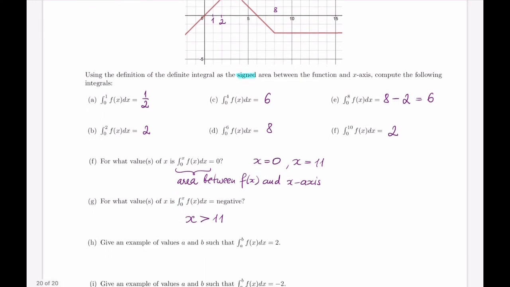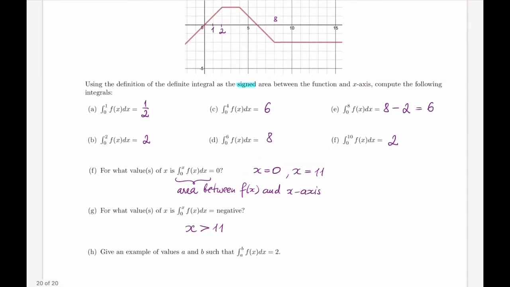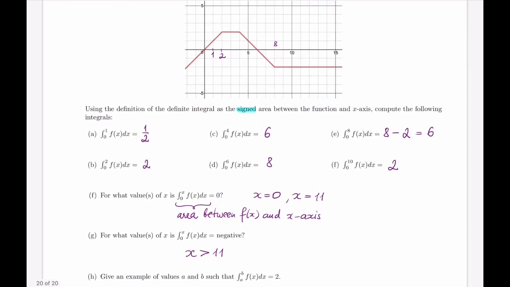Let's take a look at the last few here. I'm going to do just h and leave the last exercise for you to complete. Give an example of values a and b such that the integral between a and b is equal to 2. So again, the definite integral means the area between the graph of the function and the x-axis. And I want that area to be equal to 2.